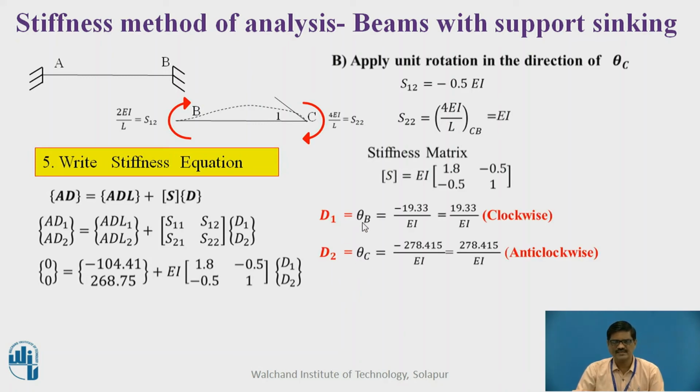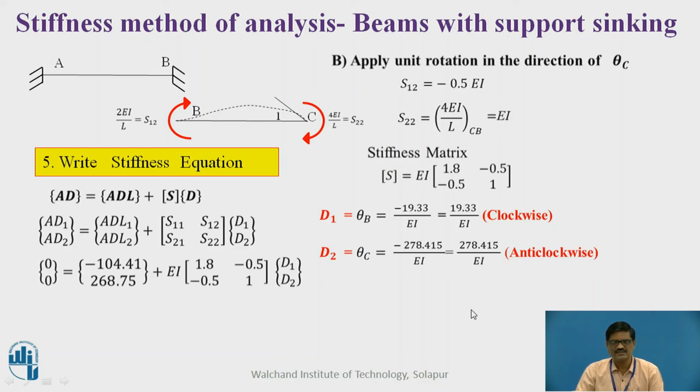So, D1 is nothing but theta B, which we are getting negative. So, this negative indicates that the assumed direction of theta B is wrong. So, theta B we assumed initially anti-clockwise, but since the answer is negative, therefore, the actual rotation is clockwise, 19.33 upon EI. Same is the case with D2. Initially, we assumed theta C clockwise, but the answer is negative. It means that theta C has an anti-clockwise rotation. That is 278.415 upon EI.